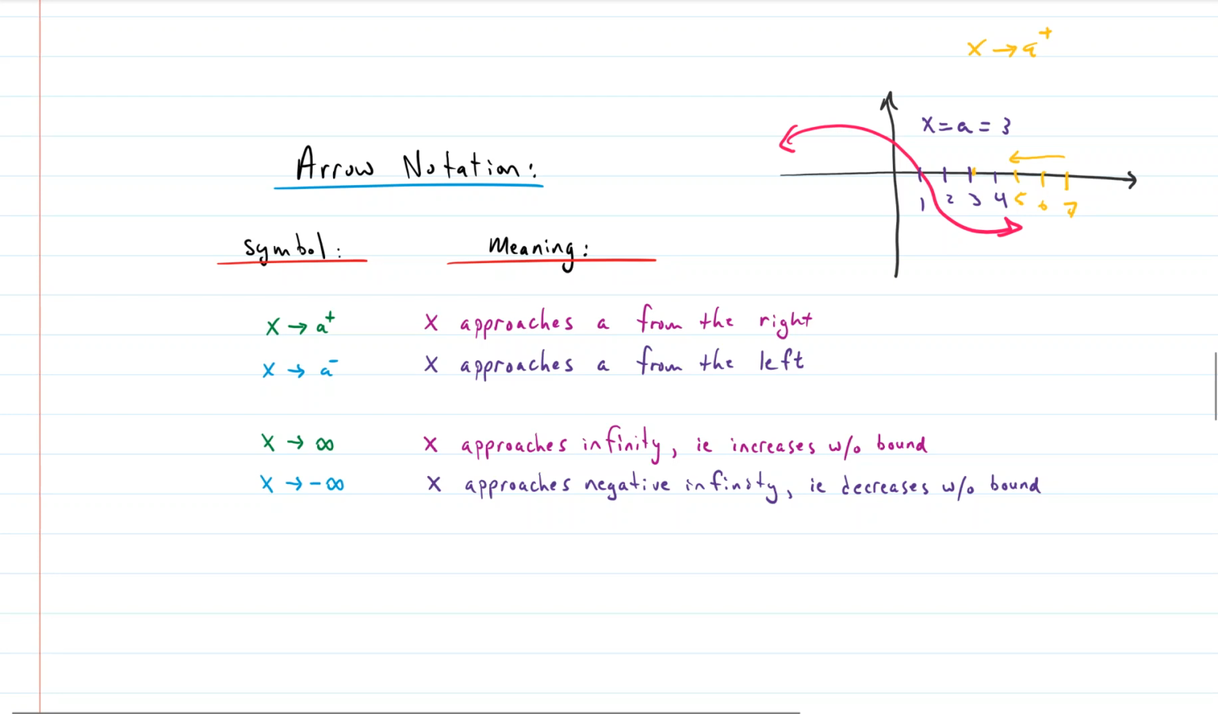So how about this next idea where we have x and then right arrow and then infinity? That just means as x approaches infinity, or in other words, x gets bigger without bound. We also can have x approaching negative infinity. So x, right arrow, then negative infinity. That means x gets smaller and smaller, never stops getting smaller.